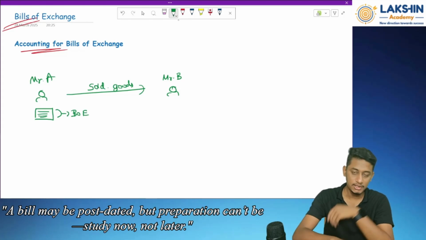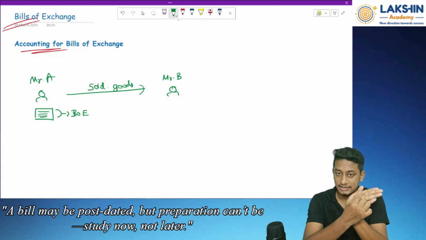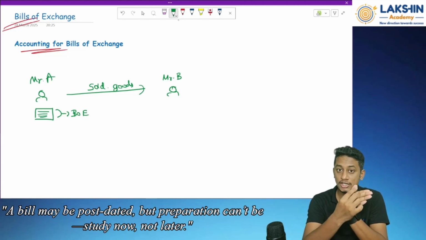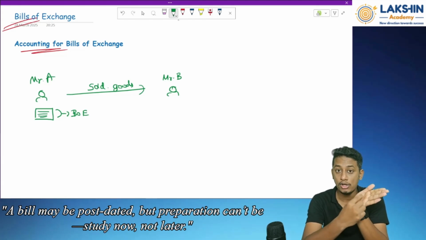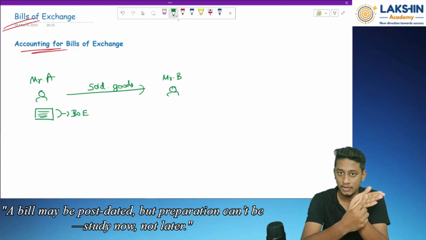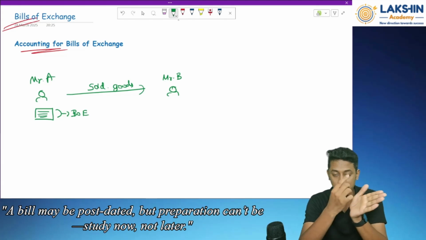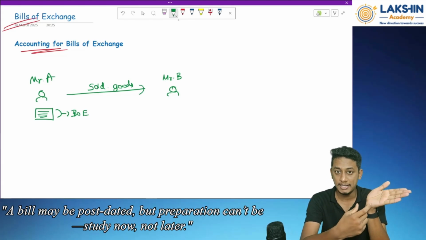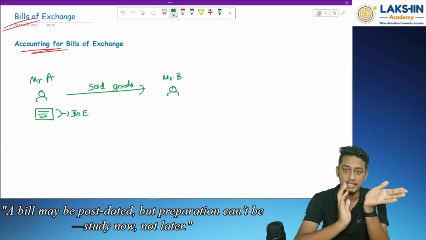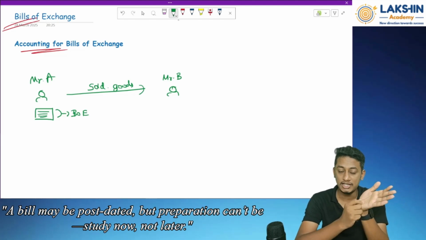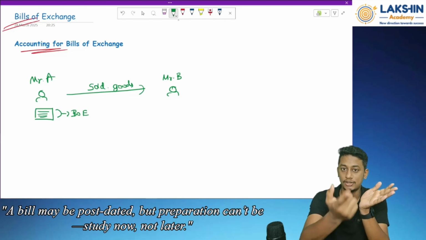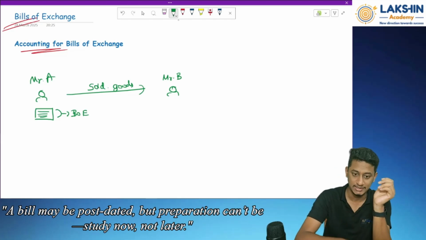In it I will write the transaction that has happened between me and him, the monetary value for which the transaction has happened, and after how many months he will be making the payment to me. All those things will be mentioned over here, and party names will be mentioned at the end. On the top there will be stamping done, promising the bill of exchange, and at the end my name, Mr. A's name and Mr. B's name will be mentioned there.